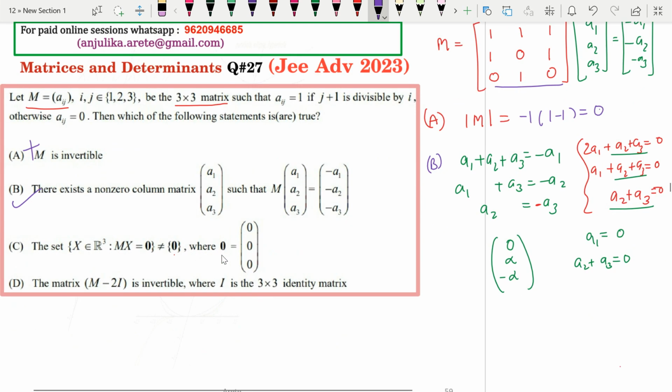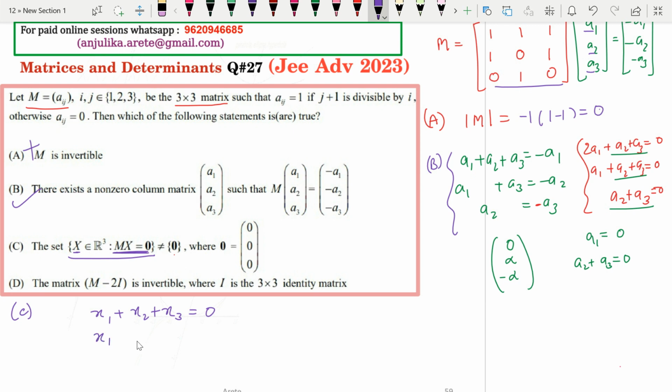Go to option C. Now C is telling you that this set consists of all solutions of this equation. They are saying this set is not zero. That means again there exists a non-zero solution for this one. What do you do? Again, just do the same thing. Mx is equal to 0. Let's say my x is x1, x2, x3. So I get the same equation. Instead of a1, a2, a3, let me just write x1, x2, x3. So my equation would be x1 plus x2 plus x3, just that the right hand side would be 0. It's the same thing. x1 plus x3 should be 0 and x2 should be 0. That's what it means. Now can I get a non-zero solution from here?